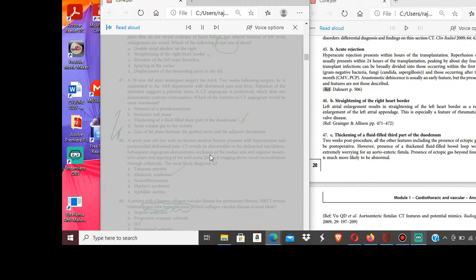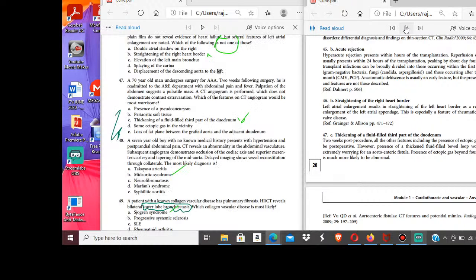Plain film does not reveal evidence of heart failure, but several features of left atrial enlargement are noted. Which of the following is not one of those? A. Double atrial shadow on the right. B. Straightening of the right heart border. C. Elevation of the left main bronchus. D. Splaying of the carina. E. Displacement of the descending aorta to the left.